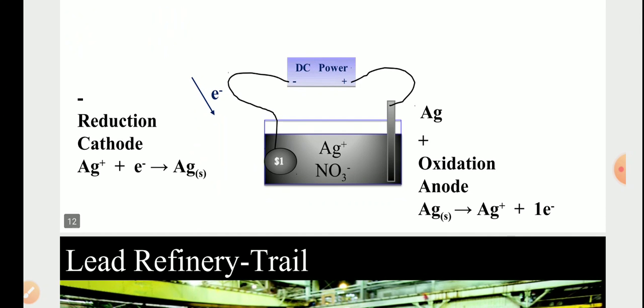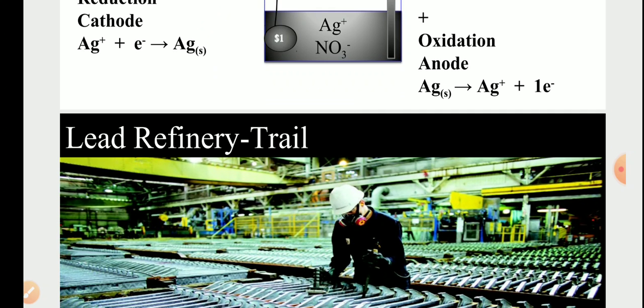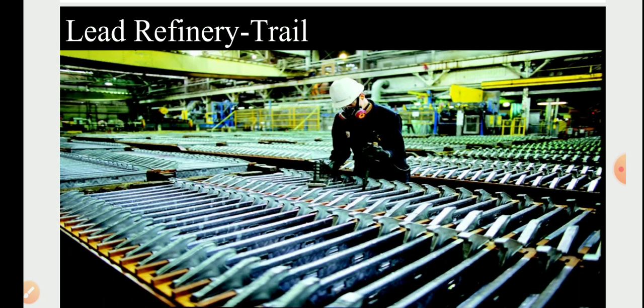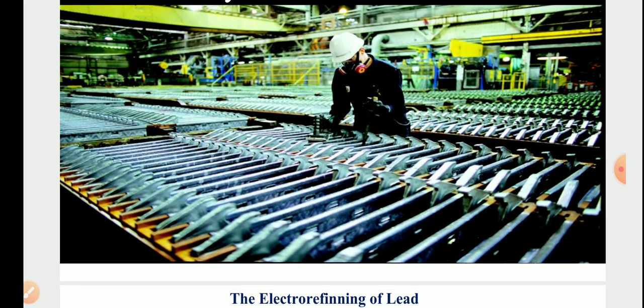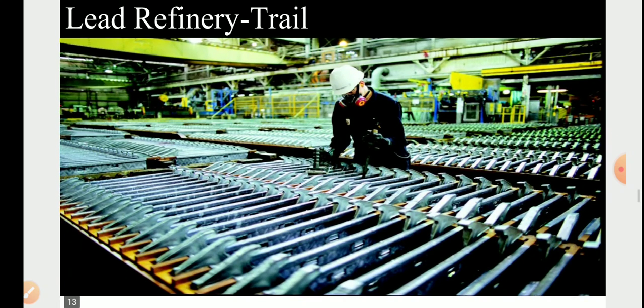Here again is an example of making a layer of silver on a metal surface. So yes, you can get a silver coin, actually a silver plated coin. And this is the picture where electrolysis is used in lead refinery.